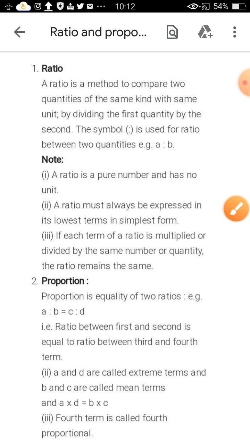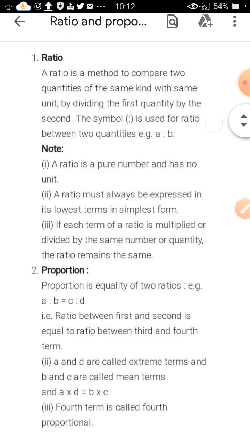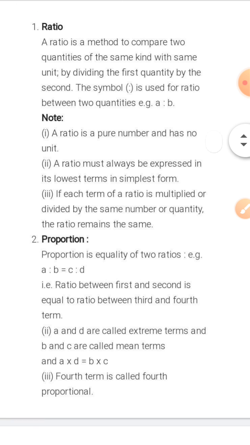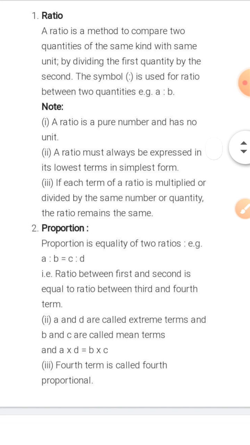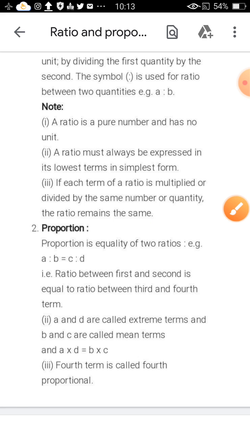Now see, you have to keep it in mind. This is a very important note. A ratio is a pure number and has no unit. Ratio does not have any type of unit. A ratio must always be expressed in its lowest terms, in simplest form. If each term of the ratio is multiplied or divided by the same number or quantity, the ratio remains the same.